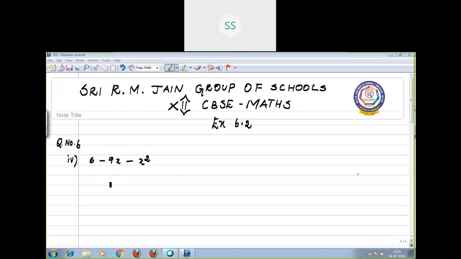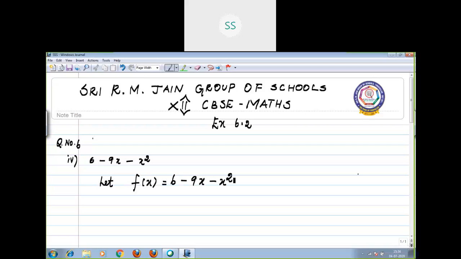Next subdivision is 6 minus 9x minus x square. You are going to take it as f of x, right? The same procedure as in the previous one. Let f of x equal to 6 minus 9x minus x square.